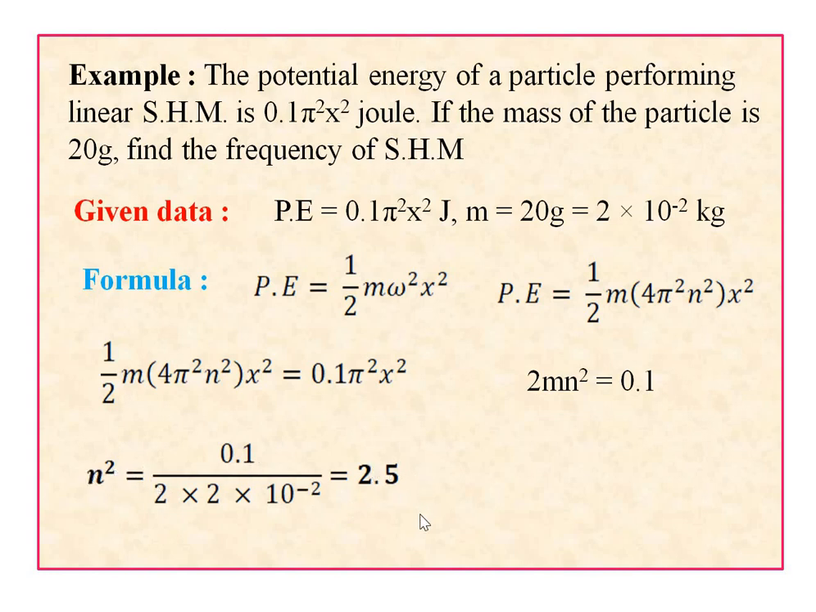Taking the square root, n is equal to under root of 2.5. Taking the square root from the log table, we get the value: n becomes 1.581 hertz. So this is a 2 marks question asked sometimes in the exam.